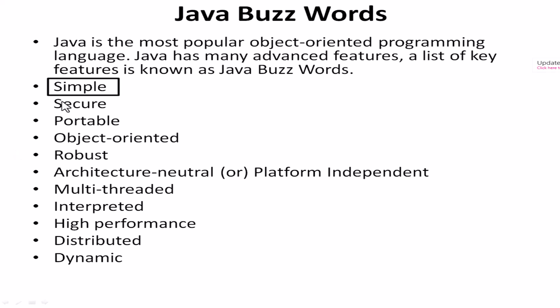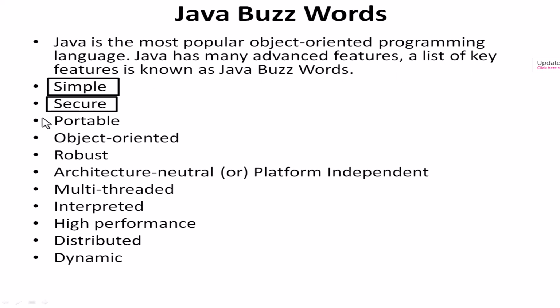Next one is secure. Java allows the applet to make use of sandbox security, so that it keeps away unauthorized access. It also uses a security mechanism. Because of that reason it is secure.